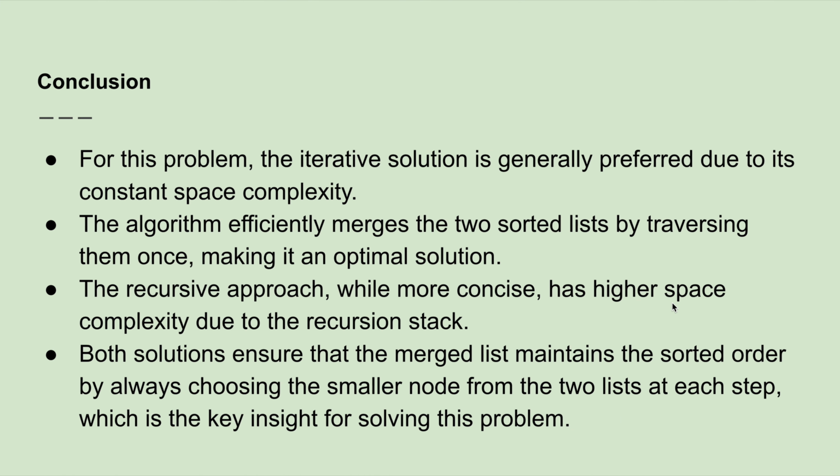Okay. So what is the conclusion here? For this problem, the iterative solution is generally preferred due to its constant space complexity. So the algorithm efficiently merges the two sorted lists by traversing them once, making it an optimal solution. Okay, so that is why this is a good solution. So please pause this and read it.